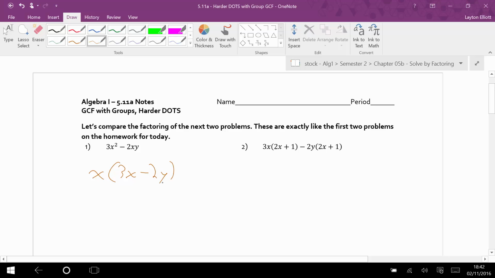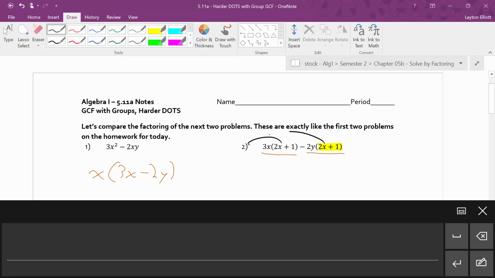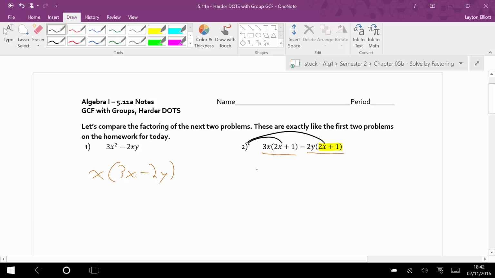Now, moving on to this problem, number 2, this is very similar. It's just that what this and this have both in common is a 2x plus 1. And I need to see the 2x plus 1 as a complete group. I need to see that completely together. Sorry, I should highlight those the same color. But they're together. They're one group. I kind of need to see this as one complete entity that they both have in common instead of separate numbers. And I'm going to factor that 2x plus y out to get a 2x plus y in parentheses. And when I pull it out, I get 3x minus 2y.